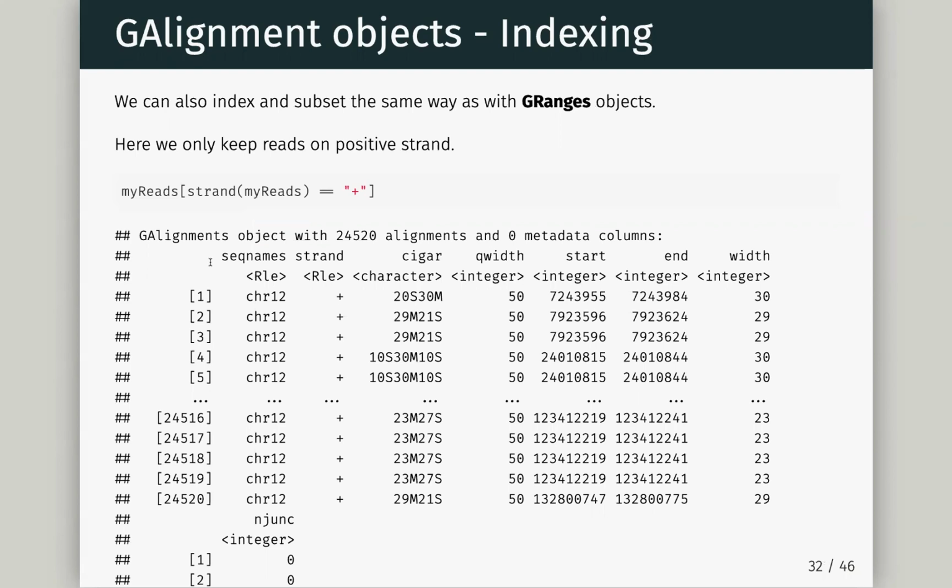And also index and subset the same way as we did GRanges. So if we want to keep reads which just map to the positive strand, we can do strand, GRanges equals positive, and we can use that to subset our GAlignments. And as you can see, we just get reads on the positive strand.